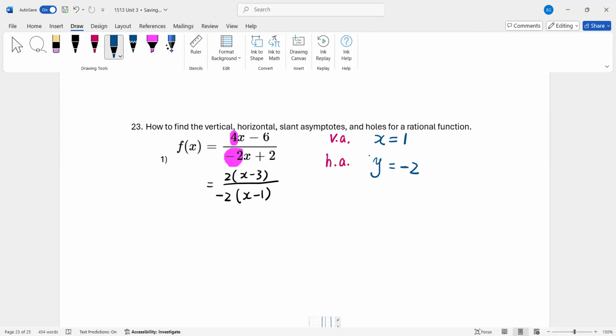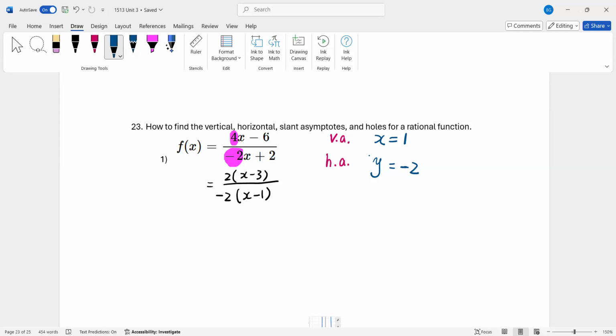What about the slant asymptote? Only a rational function whose numerator has a higher degree than the denominator has a slant asymptote. In this problem, when the numerator and the denominator polynomials have the same degree, then the rational function does not have a slant asymptote. It will only have vertical and horizontal.